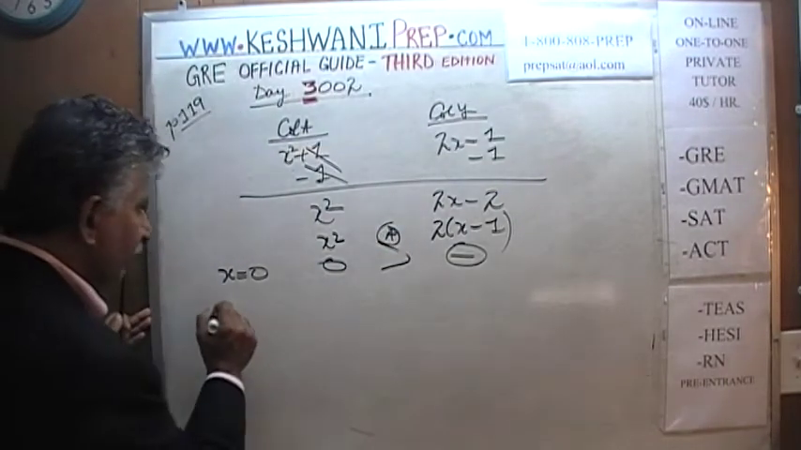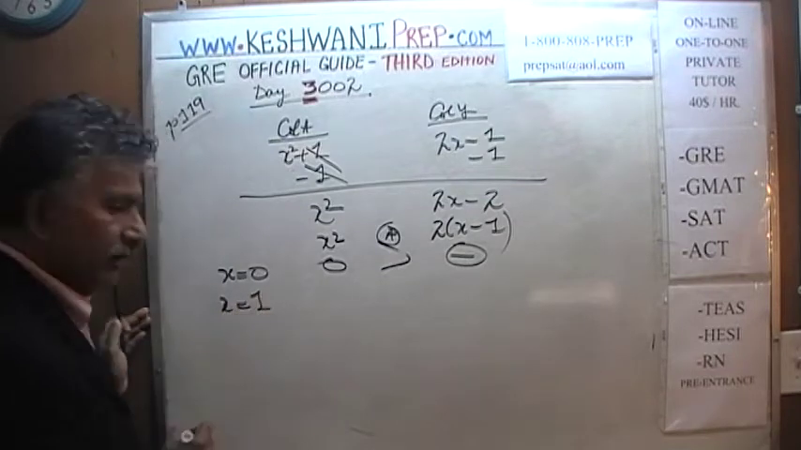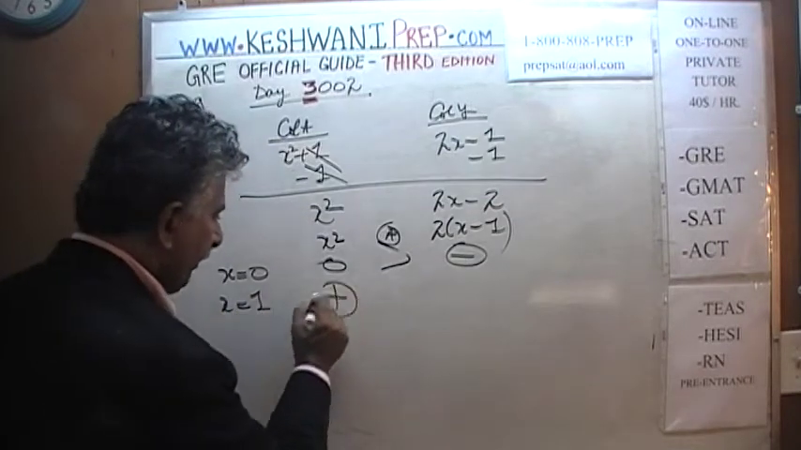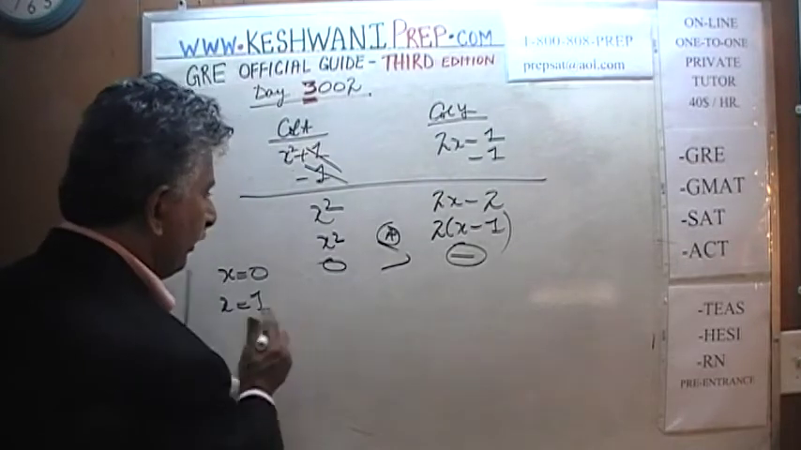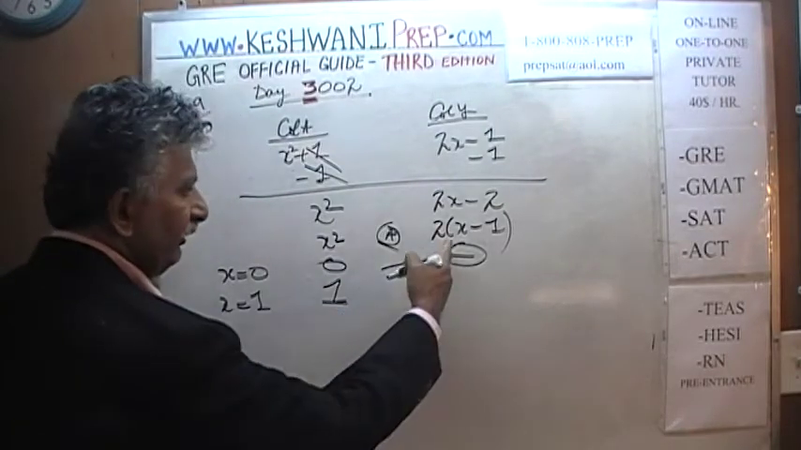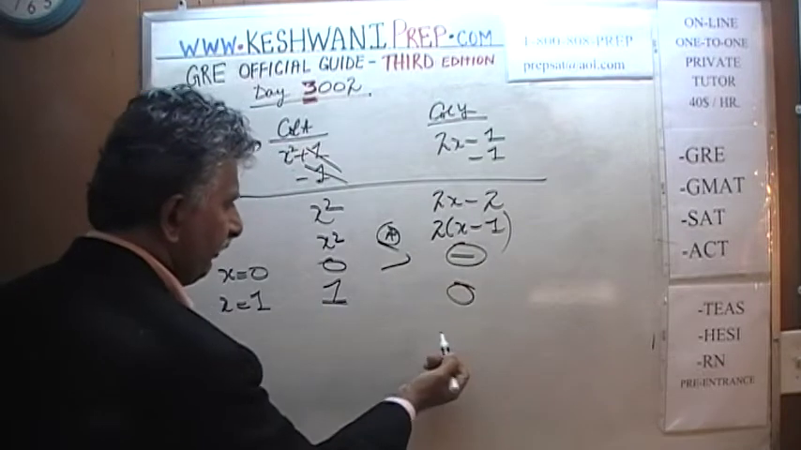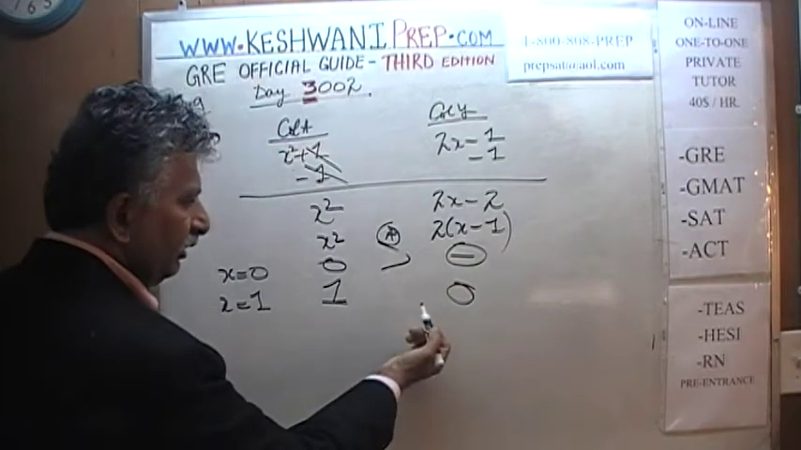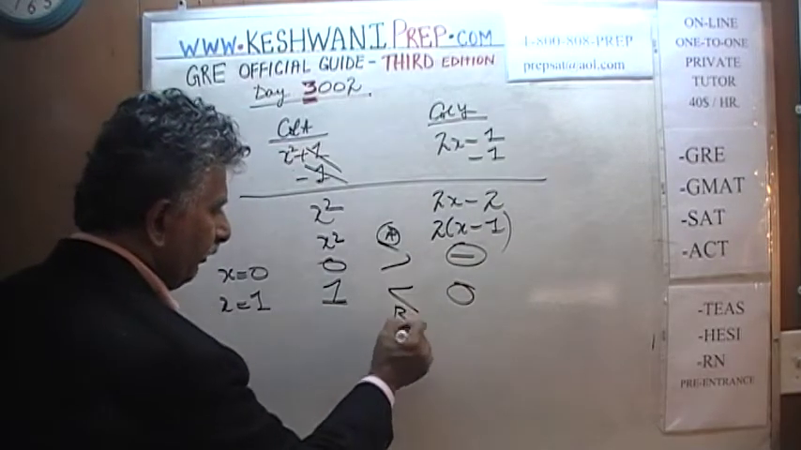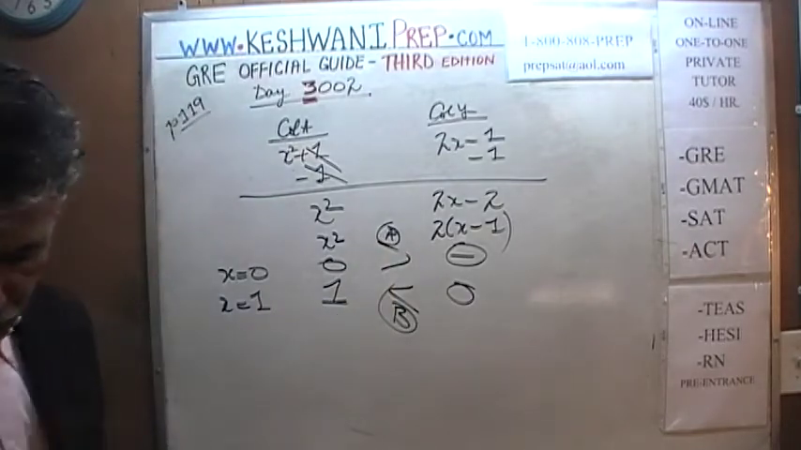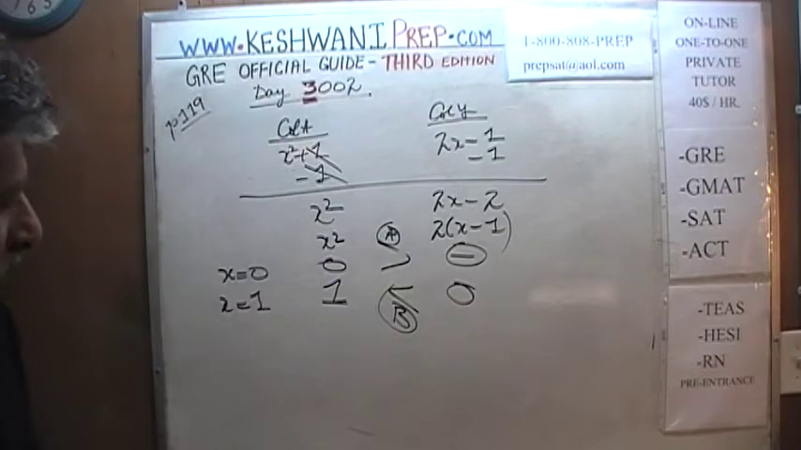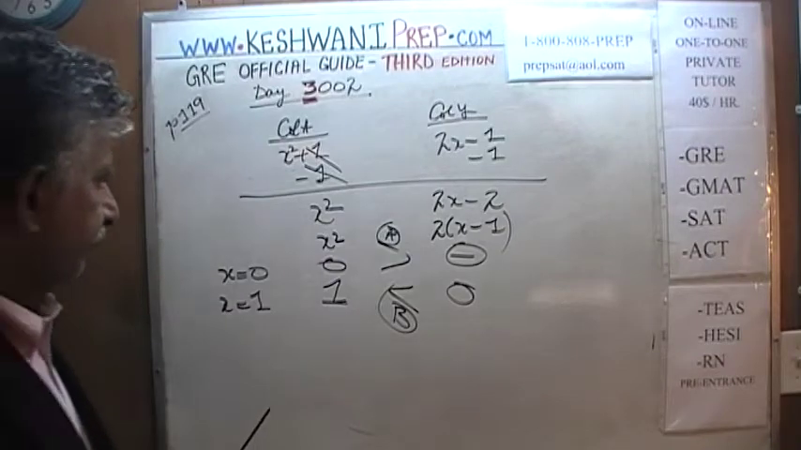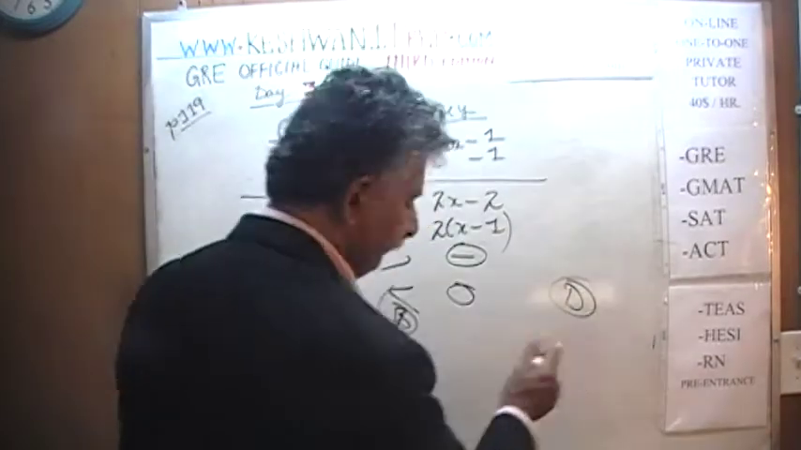What happens if x is 1? If x is 1, 1 squared is going to be 1. It's going to be a positive quantity. We don't have to make it so complicated. 1 squared is just 1. And when x is 1, 1 minus 1 is 0. This is going to be 0. Now it switches. Before it was A, now it's B. Therefore, of course, the answer is going to be D. Do you understand?